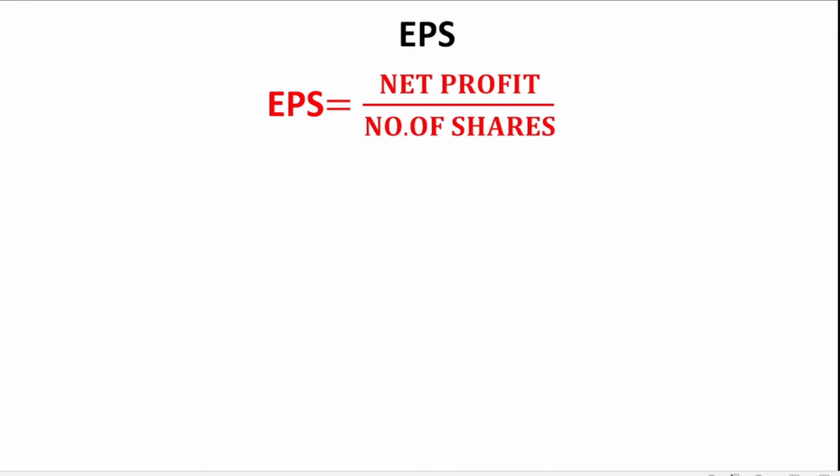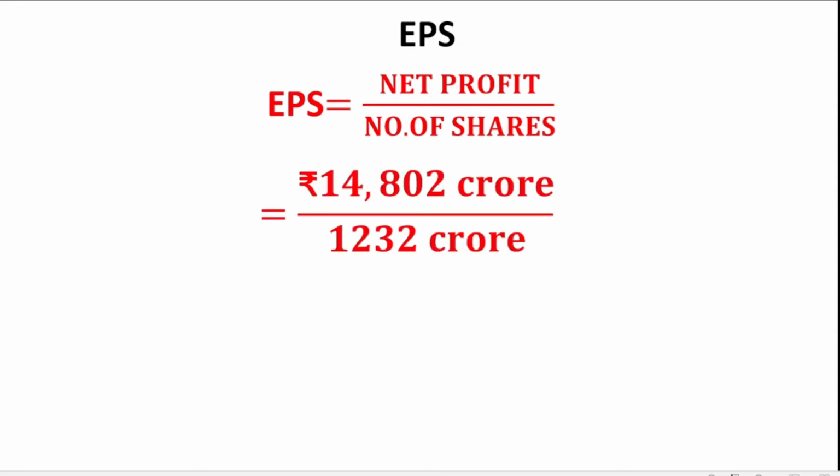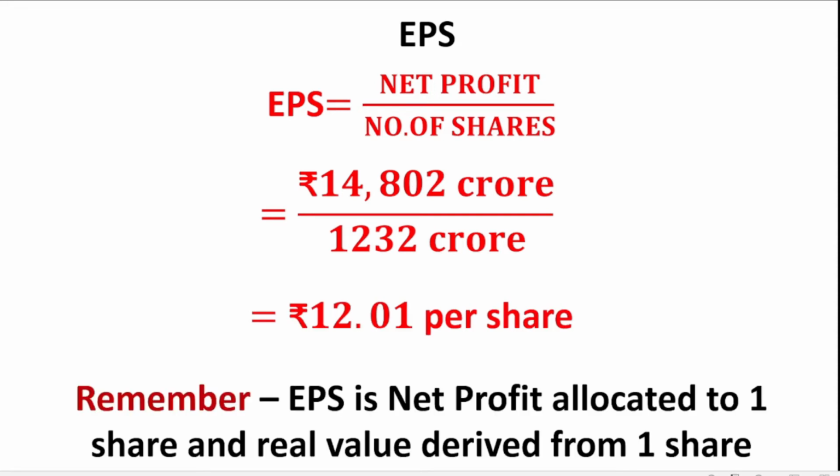Let's understand it with an example of ITC. The net profit of ITC is 14,800 crores. And what is the total number of shares? 1,232 crores. And hence the EPS is 12 rupees per share. So essentially, if you hold one share of ITC, the profit which is allocated to you is 12 rupees, and that is the real value derived from one share.